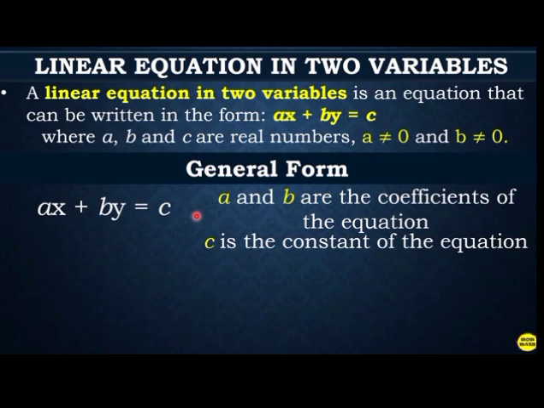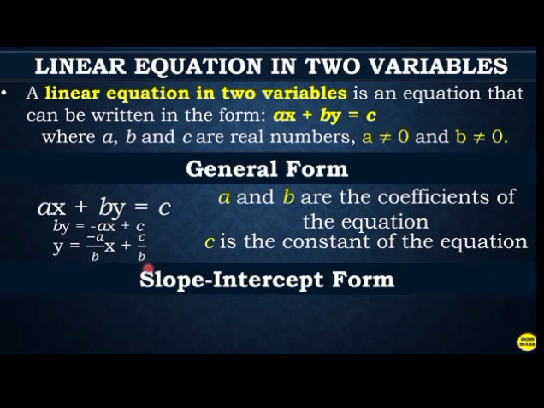Now, if we will be solving for the value of y in terms of x, we will have by equals negative ax plus c. So if we transfer, we have negative ax plus c, then divide both sides by b, so we will have y equals negative a over b x plus c over b. Now, what do we call this form? This is what we call the slope-intercept form.